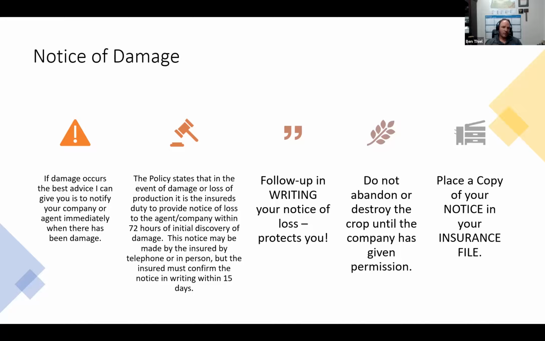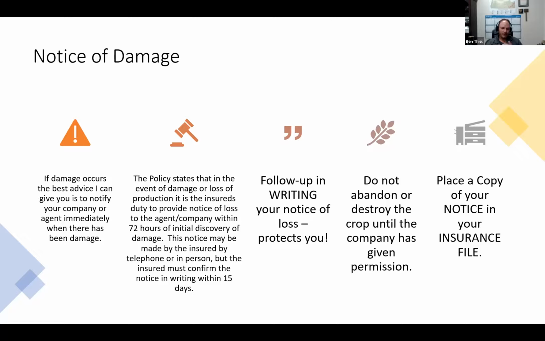The policy itself requires you to give that notice within 72 hours of initial discovery. So that gives you a little bit of leeway. There are times that events happen that you may not be aware of. You saw a storm, but you didn't get to the field. There was hail at your house, but you don't know if it hit the field. This is when you initially discover the damage, and then you have to follow up within 15 days.